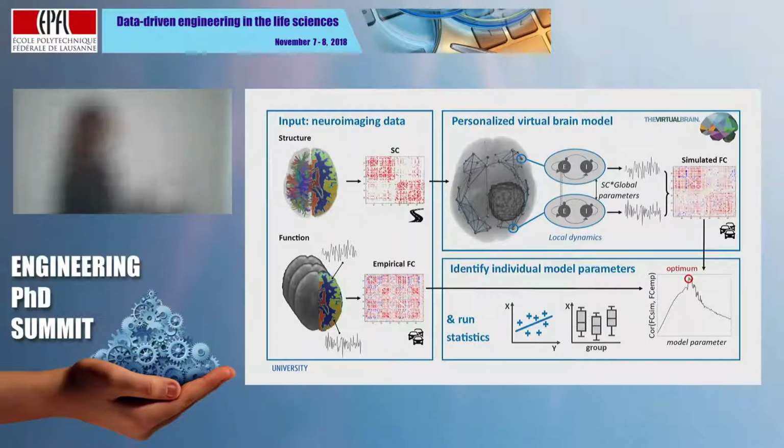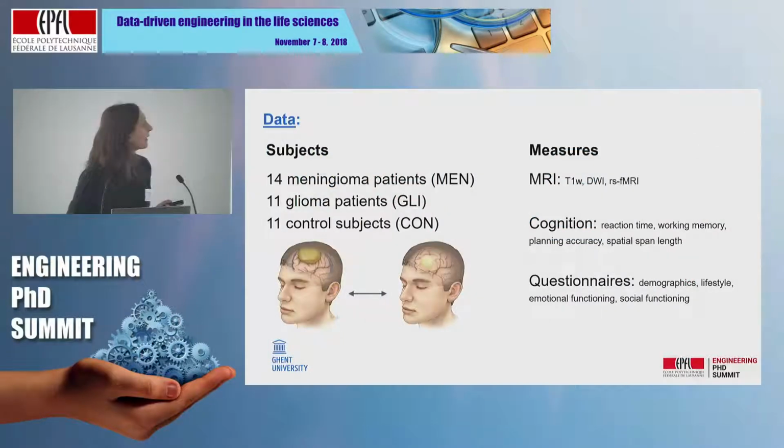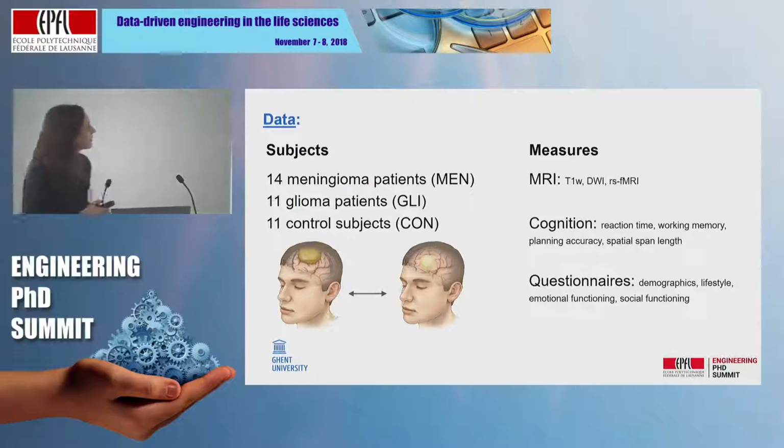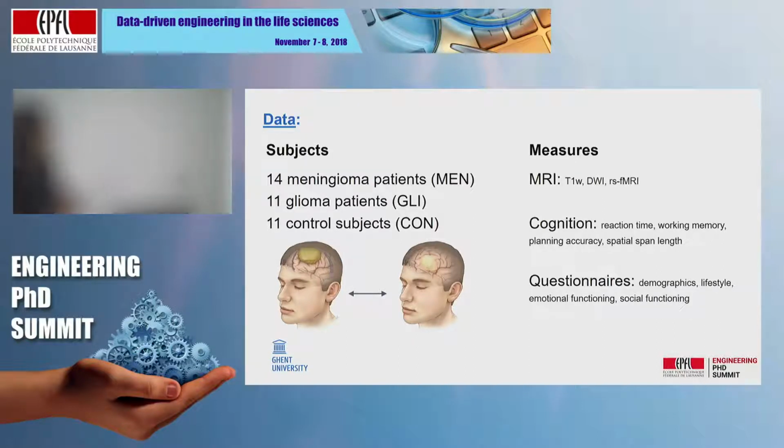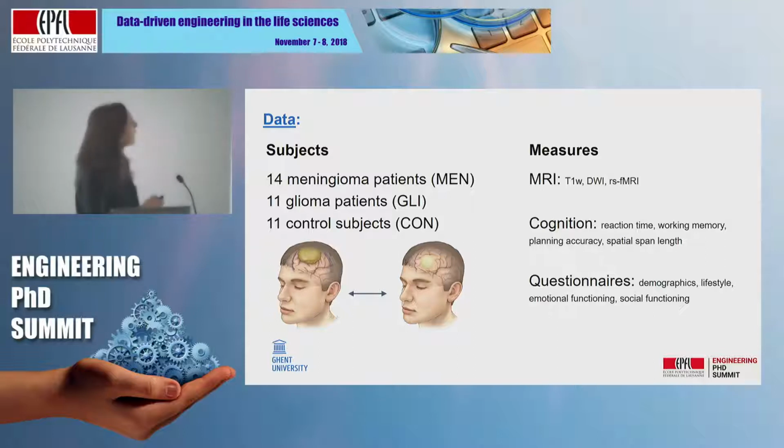Okay, so this was the framework that we applied in our first study. And so we acquired some data. So we had a sample of 25 brain tumor patients and 11 control subjects. But there were two types of brain tumor patients. So we had 14 meningioma patients.